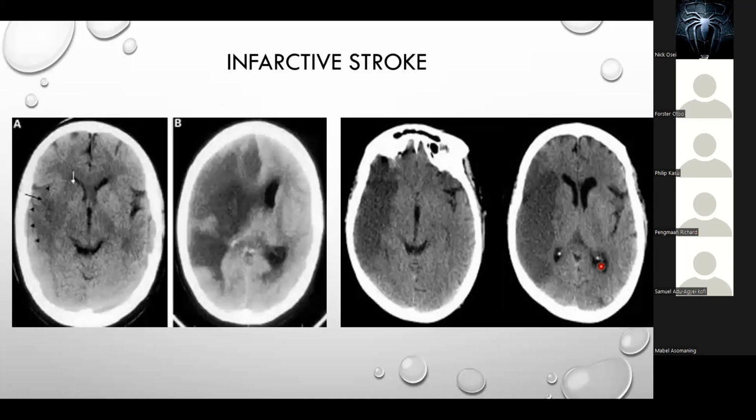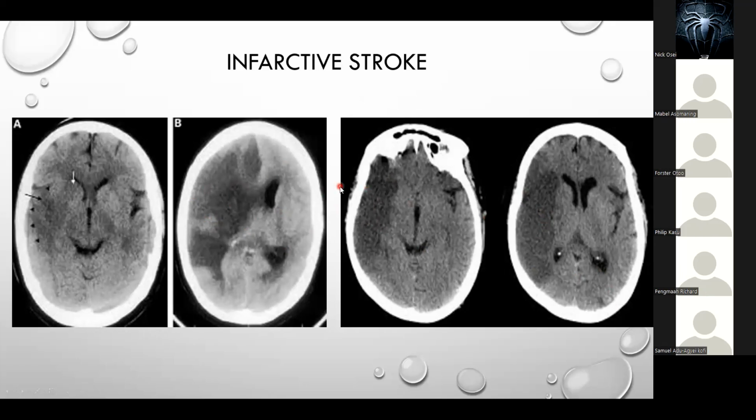All right. And this is how an infarctive stroke would look. So there will be areas of hypodensity. There will be hypodense areas. So that's how a CT scan of a hemorrhagic stroke and an infarctive stroke look. I hope you can all see that. Yes, doc.